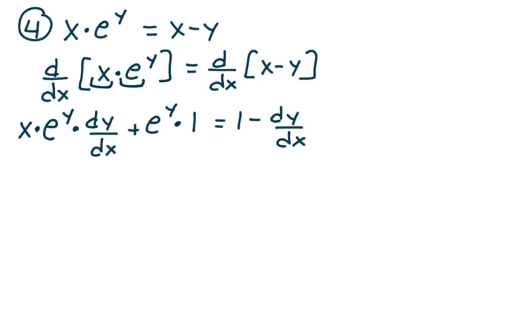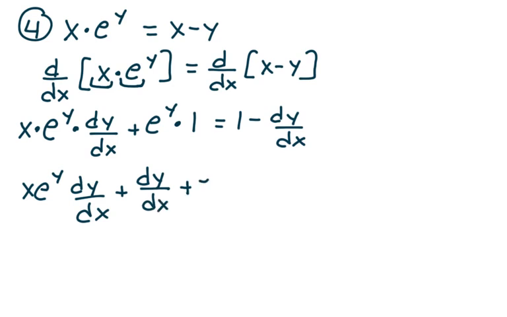Now, I need to collect all the terms that involve dy dx. So x e to the y, dy dx, and if you don't mind, I'm going to put plus dy dx plus e to the y, right? That's this term. That's on the left side. On the right side, we get 1.